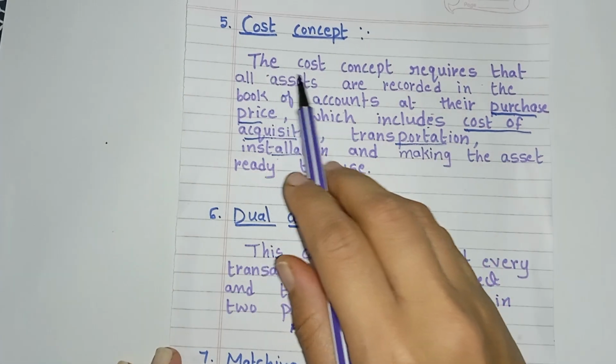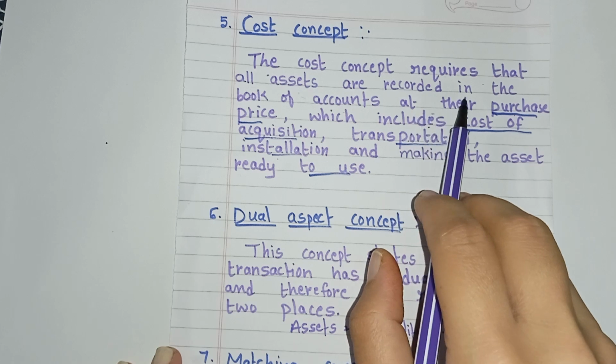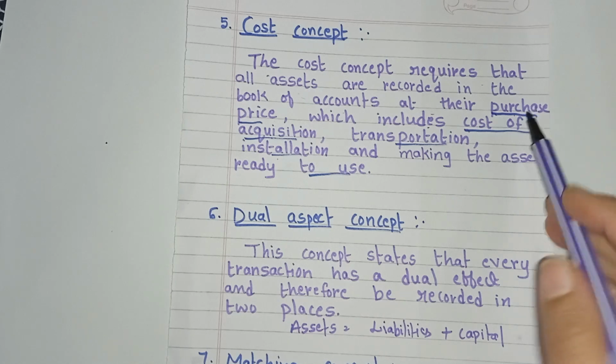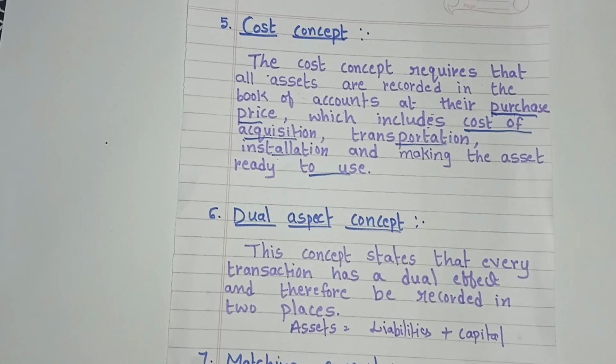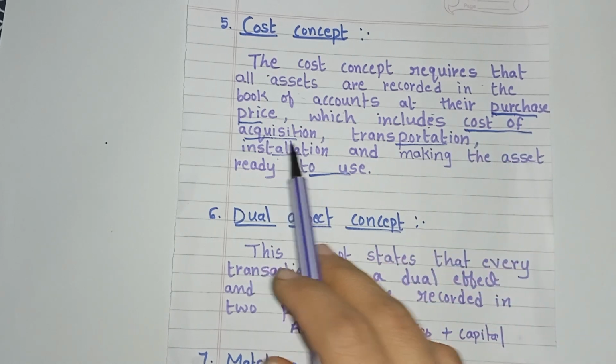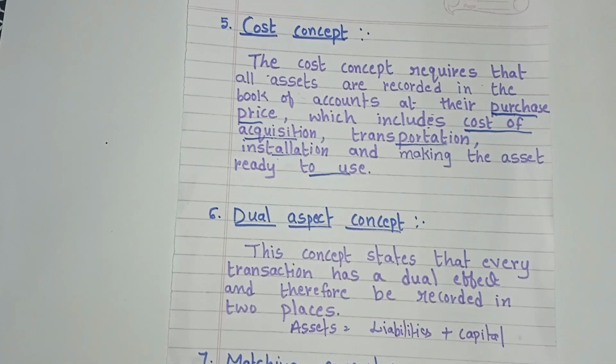It says the cost concept requires that all assets are recorded in the books of accounts at their purchase price. This purchase price includes cost of acquisition, transportation, installation, and making the asset ready to use. Here I will explain this cost concept through one example.